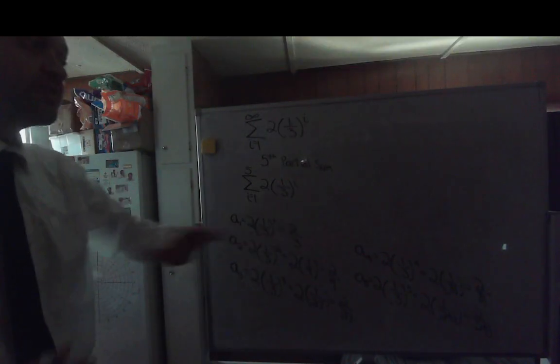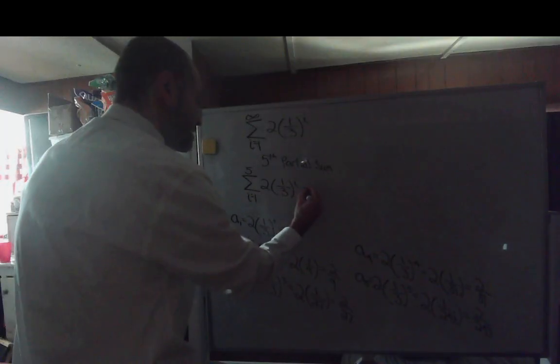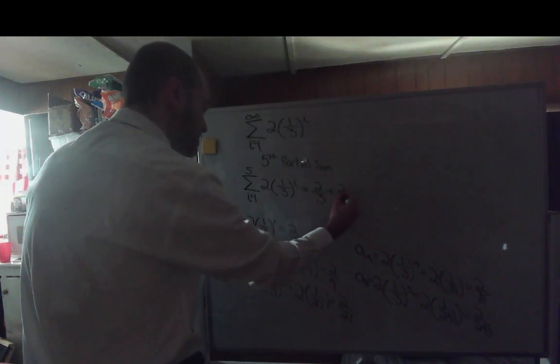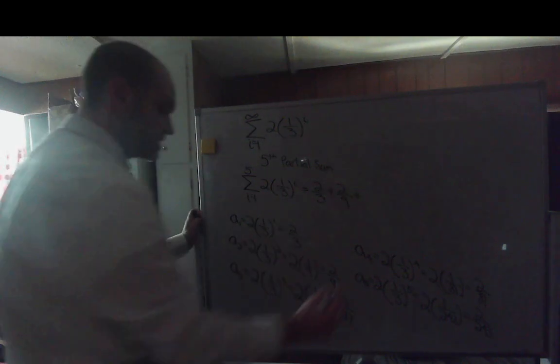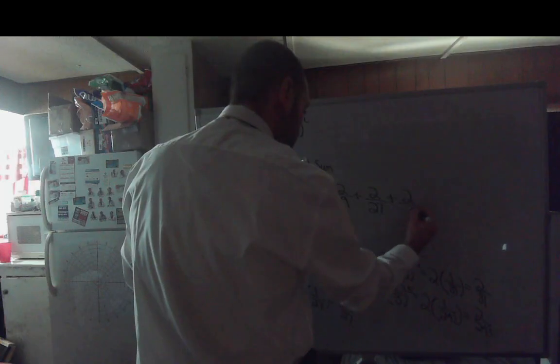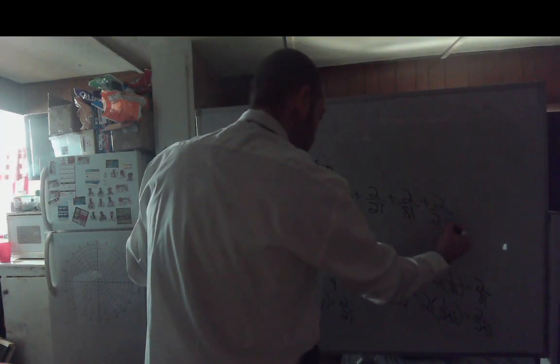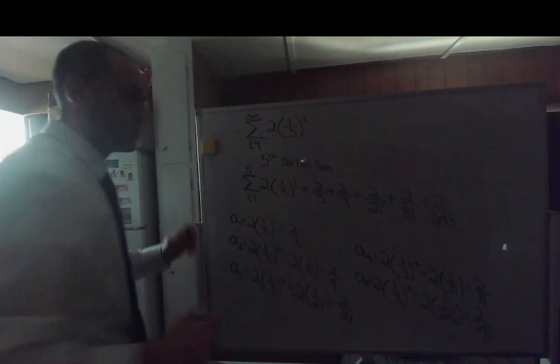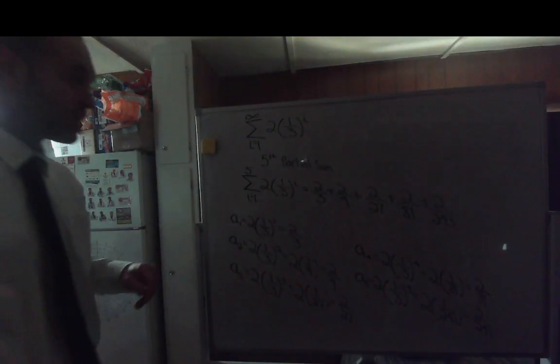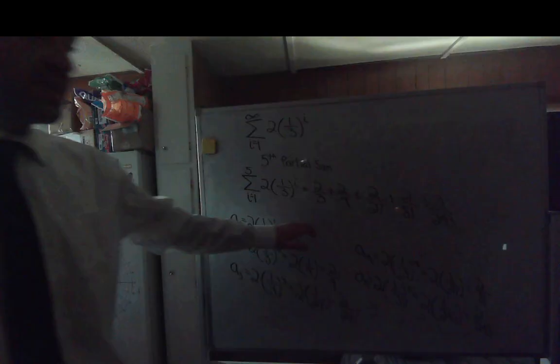That means we need to take every single one of them and add them together. So we're going to take that 2/3 plus that 2/9 plus that 2/27 plus that 2/81 plus that 2/243. We're going to add every single one of them together. Well, we definitely can see the common denominator is going to be 243.